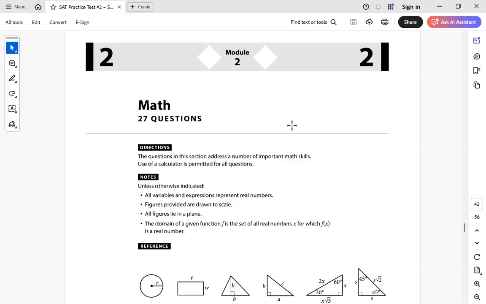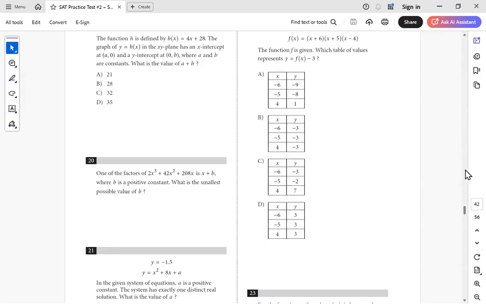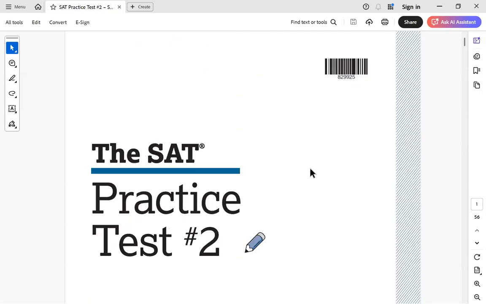So that completes the math portion of Module 2 on practice test number 2, produced by the College Board.